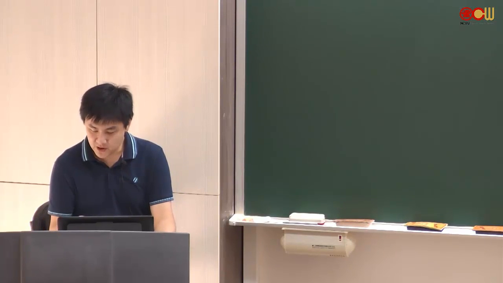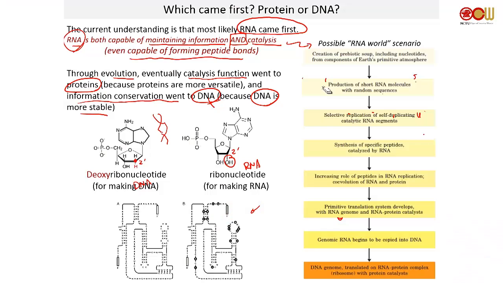If you print out my PowerPoint, you can take a look at this. This is what people drafted as a hypothesis for a possible RNA world scenario. Essentially it shows what kinds of steps are necessary to form the life that we have right now, starting from very basic stuff such as nucleotides.